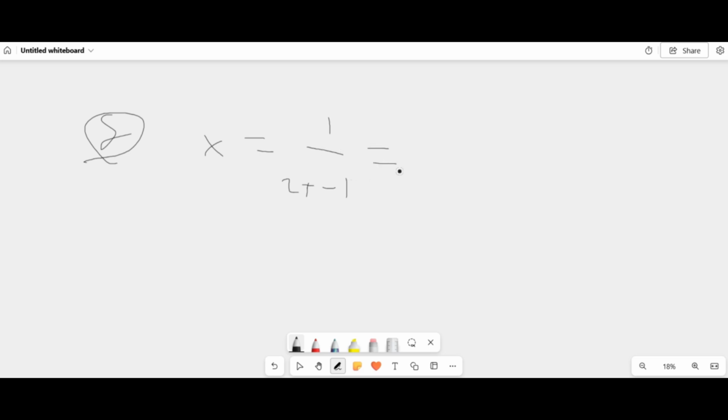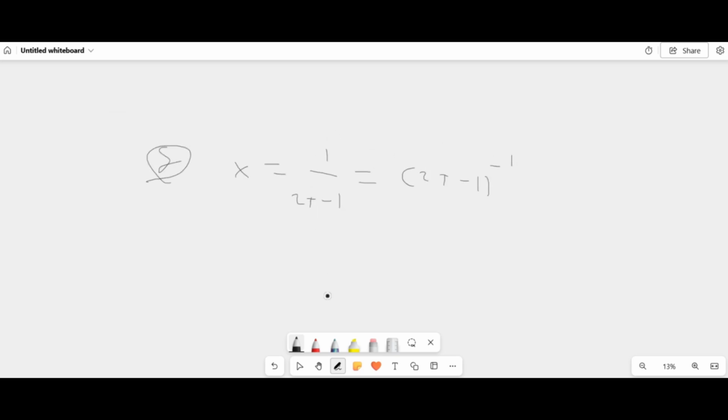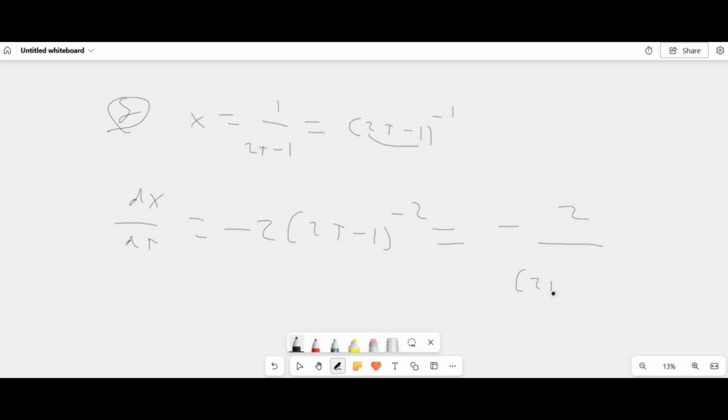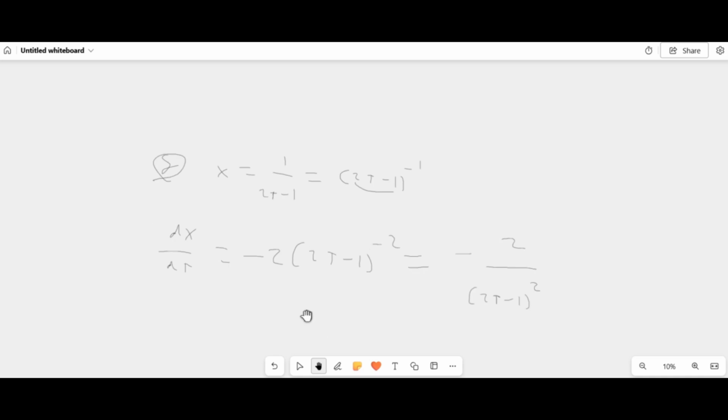So that's 1 over 2t minus 1, which I can write as 2t minus 1 to the power of negative 1, because 1 over. So what you want to do is differentiate this first. So dx over dt, that's going to be bring negative 1 down, differentiate the inside, that's going to be 2, so bring 2 outside, and then 2t minus 1, take away 1 from the power, that's negative 2. That's going to be equal to negative 2 over 2t minus 1 squared.